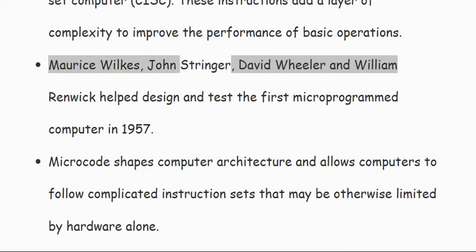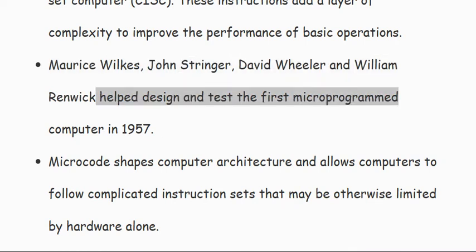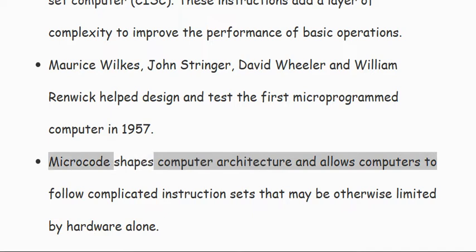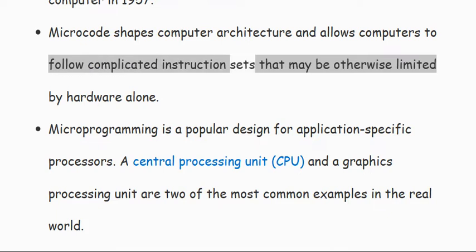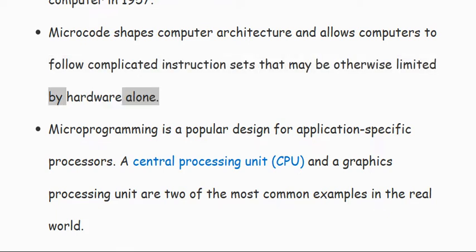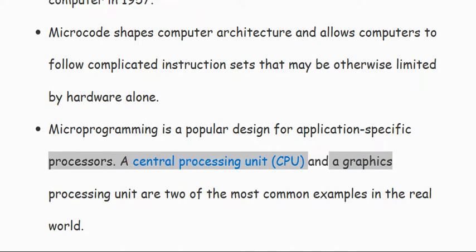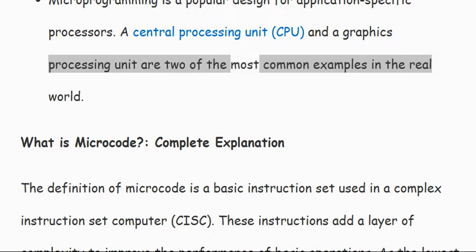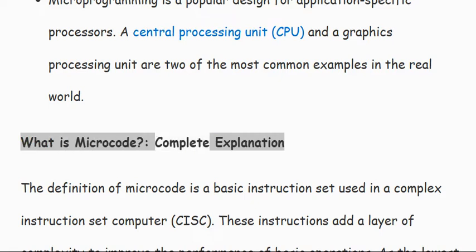Maurice Wilkes, John Stringer, David Wheeler, and William Renwick helped design and test the first microprogrammed computer in 1957. Microcode shapes computer architecture and allows computers to follow complicated instruction sets that may be otherwise limited by hardware alone. Microprogramming is a popular design for application-specific processors. A central processing unit, CPU, and a graphics processing unit are two of the most common examples in the real world. What is microcode? Complete explanation.